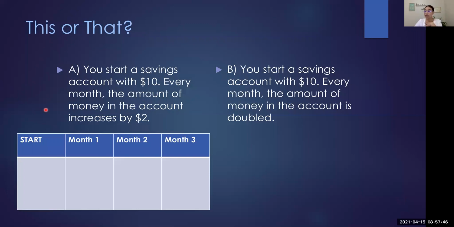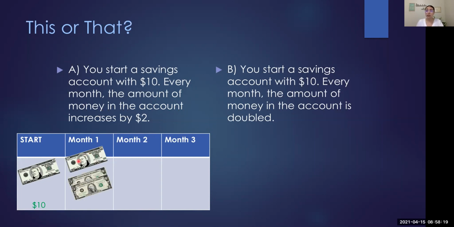So option A, we can take a look at this in a little table, break down what's happening here. To start with, that first sentence, they're telling us you're starting a savings account with $10. So when I'm looking at my starting point, I'm going to have $10. So there's my $10. After a month has passed, remember it says every month, the amount of money increases by 2. So that means on month 1, I'm going to start with the $10 I had in the beginning, but in that month, it's going to increase by 2. I'm going to get $2. So now in that savings account, you have 12.